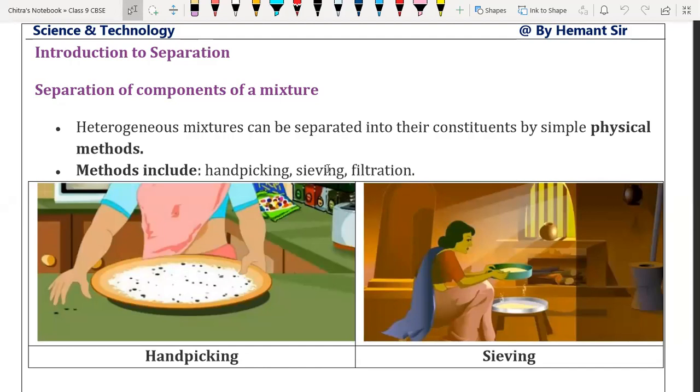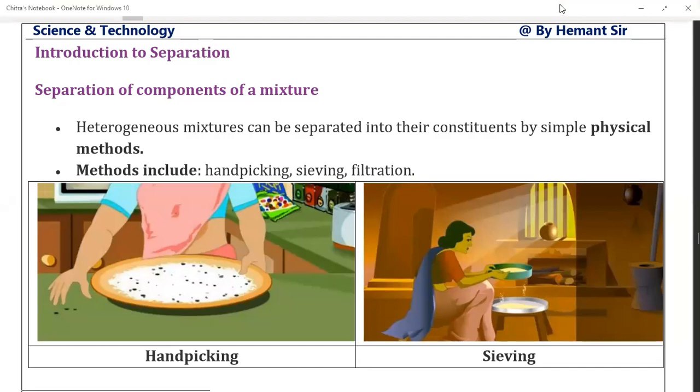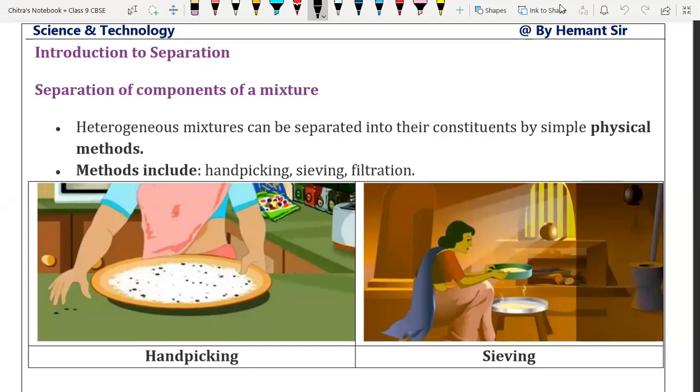First we have to understand the manual separating methods, like hand picking and sieving. A heterogeneous mixture can be separated into its constituents by simple physical methods. One is hand picking. Before we cook the rice, we have to pick out black seeds or stone particles. The first picture is showing the hand picking method. It is a physical method.